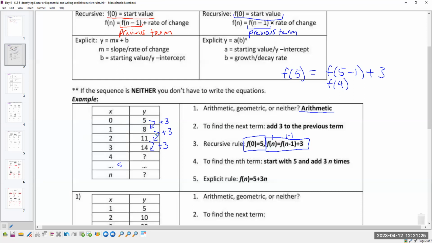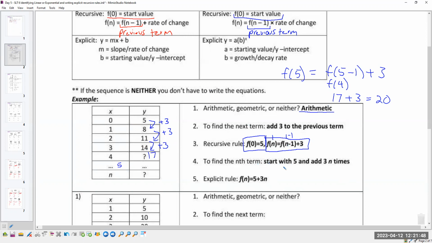That's the previous term. So to find the fifth term, I need the fourth term, which I don't have in my table, but I can find pretty easily. So I'm going to take the term before that, which is 14, and just add 3. So that's 17. So my previous term is 17 plus 3 would give me 20. So that's how this recursive rule works.